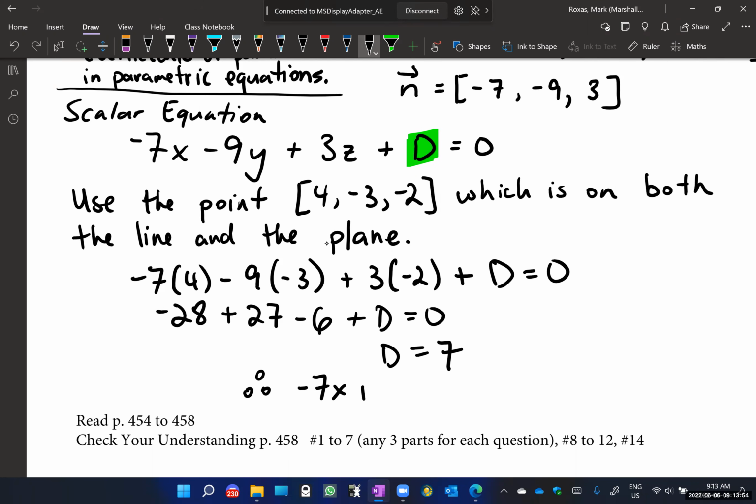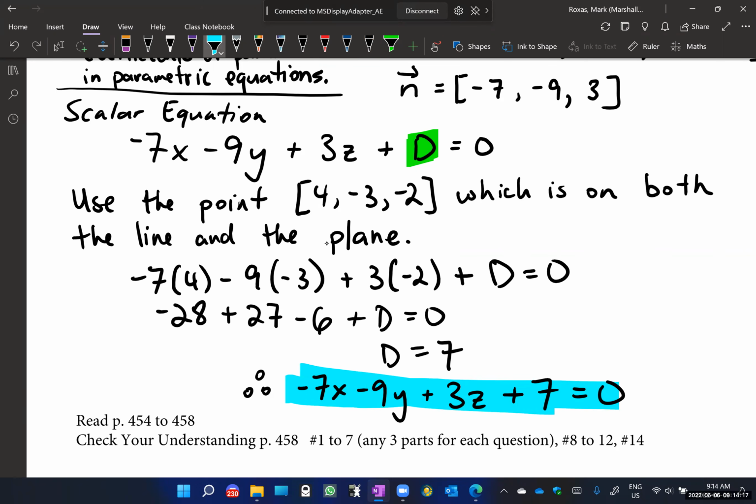So therefore, the equation of the plane is now complete here: -7x minus 9y plus 3z plus 7 equal to 0. So be careful again with that. That d is +7, it's positive in the equation. All right, so that is it for the scalar equation of a plane.